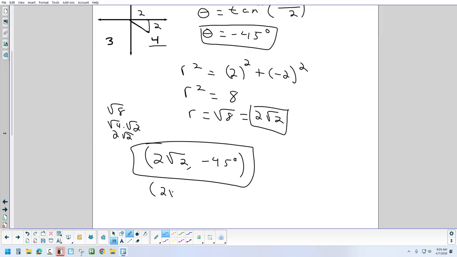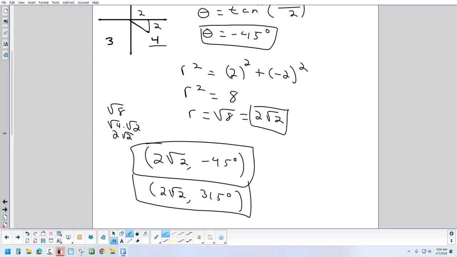So let's keep the radius positive, and let's make the angle positive. What would be the same angle as negative 45, but going around counterclockwise? Yep, 315. Just add 360 to it. So that is a second way you could write the answer. If the question didn't say a specific way, I would accept either one. But if it does say write your answer with a positive angle, then you need to make sure you change it to 315.